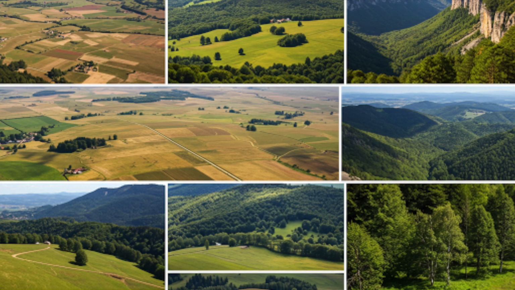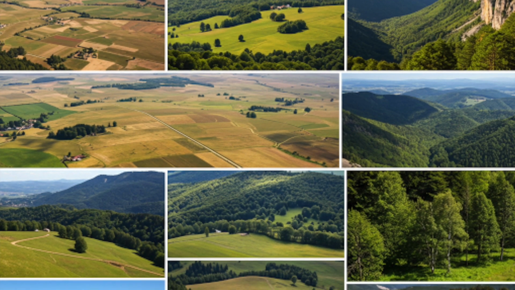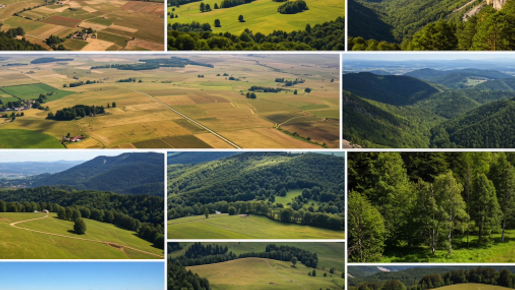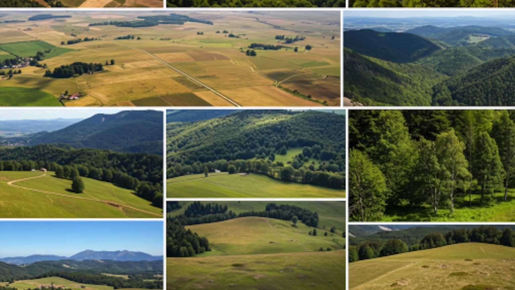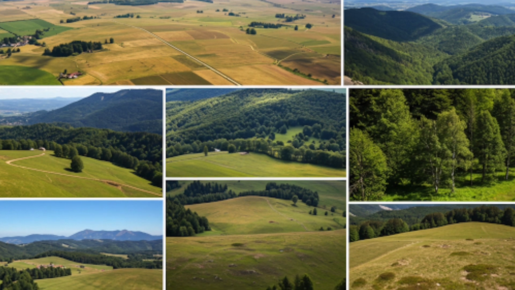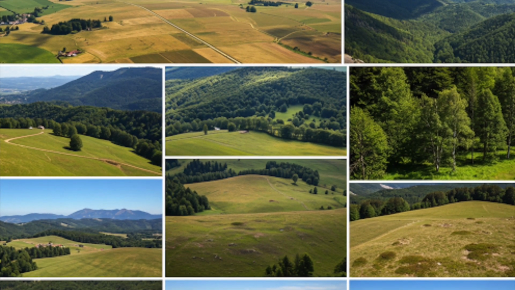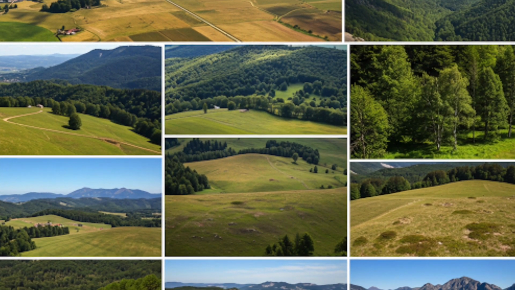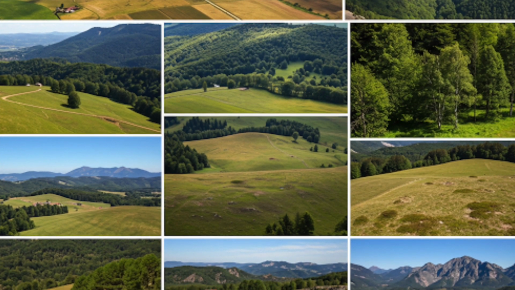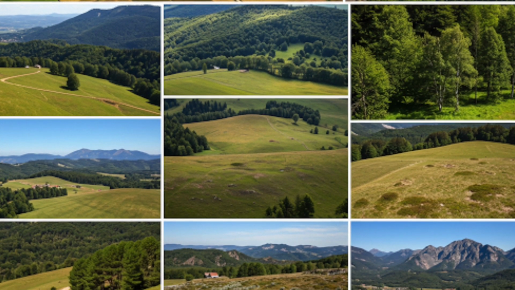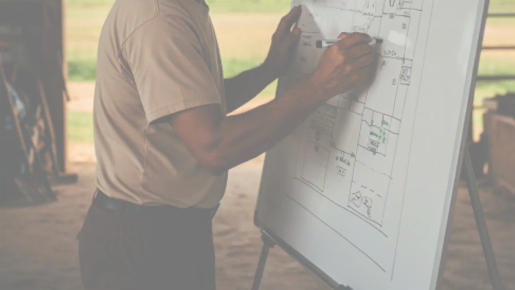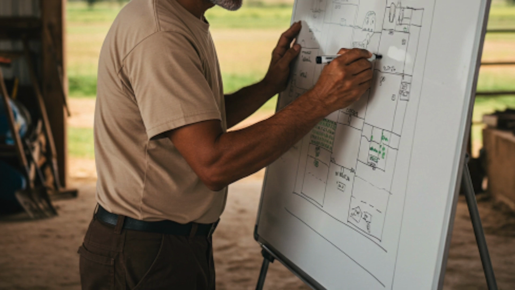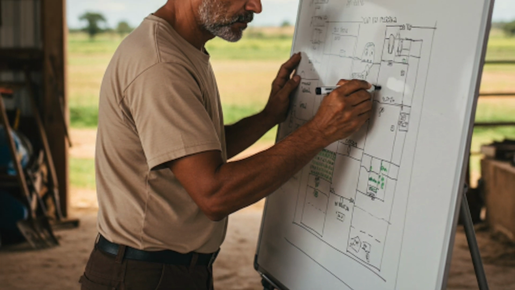Topography. Is your land flat, sloped, or uneven? This affects water flow and erosion. Existing vegetation. What's already growing there? Are there any native plants or invasive species? Understanding your site is crucial. It's like reading the land's story. It tells you what's possible. These factors will guide your planning and ensure your agroforestry system thrives.